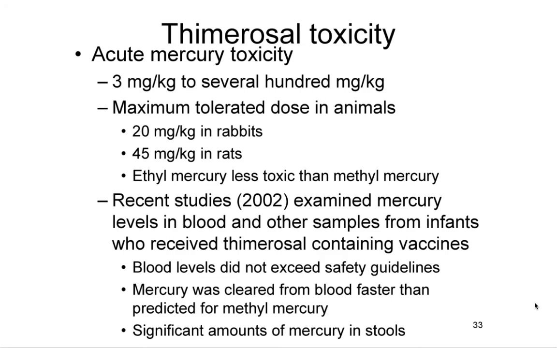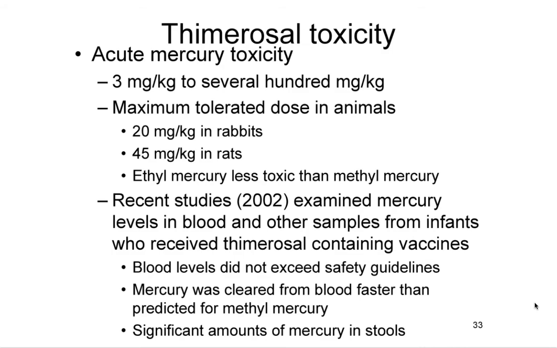Acute mercury toxicity has been well documented. 3 milligrams per kilogram to several hundred milligrams per kilogram has been found to be acutely toxic. The maximum tolerated dose in animals is about 20 milligrams per kilogram in rabbits and 45 milligrams per kilogram in rats. Ethyl mercury has been found to be less toxic than methyl mercury, but as I said earlier, FDA considers both to be equivalent.